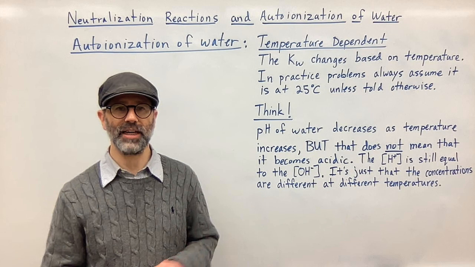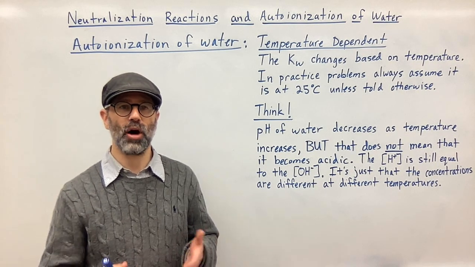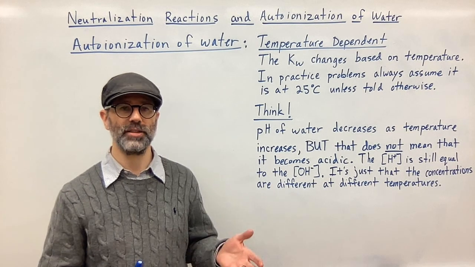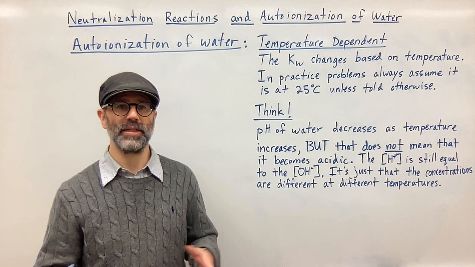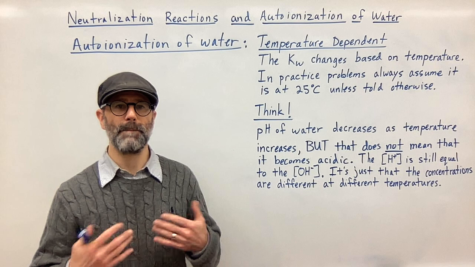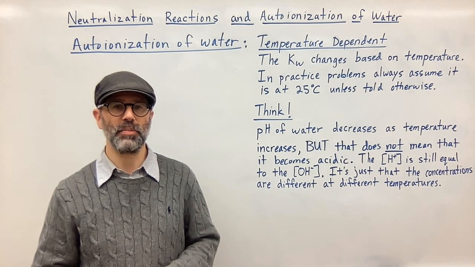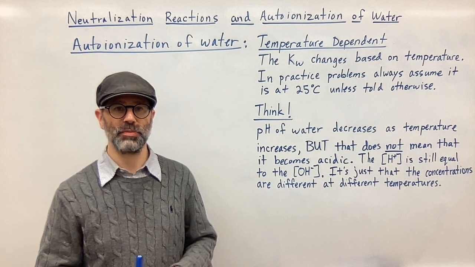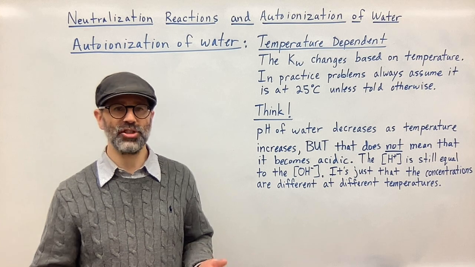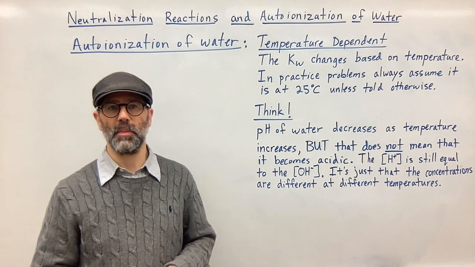Well, no, that's not the case, because you have to always keep in mind that the autoionization of water always ends up with an equal amount of H plus and OH minus. So it's the equal numbers of OH minus and H plus that make water neutral, not the pH itself. The pH is just a measure of the H plus concentration at a particular temperature, and that can change based on the temperature. So that's what you have to keep in mind.